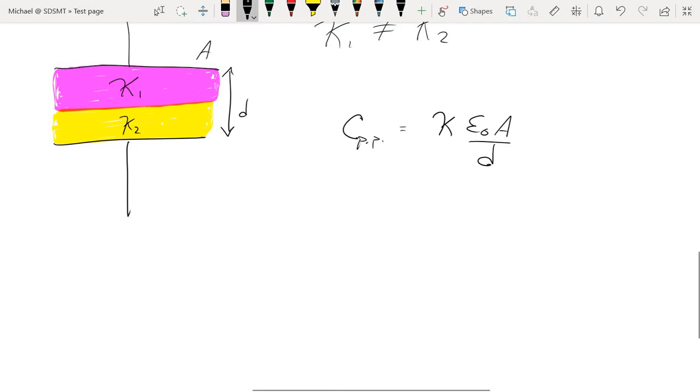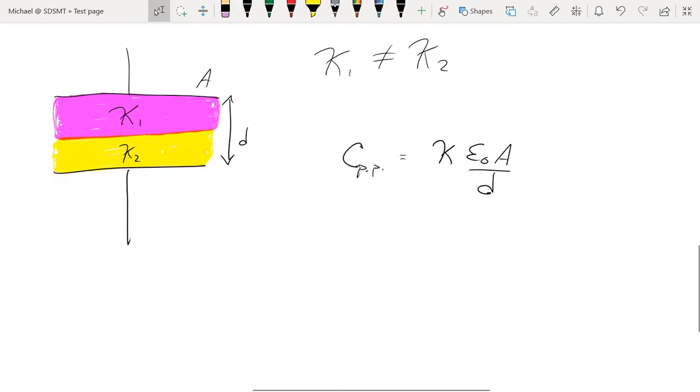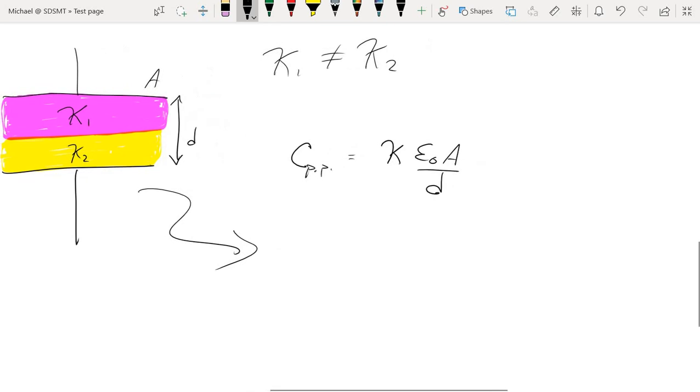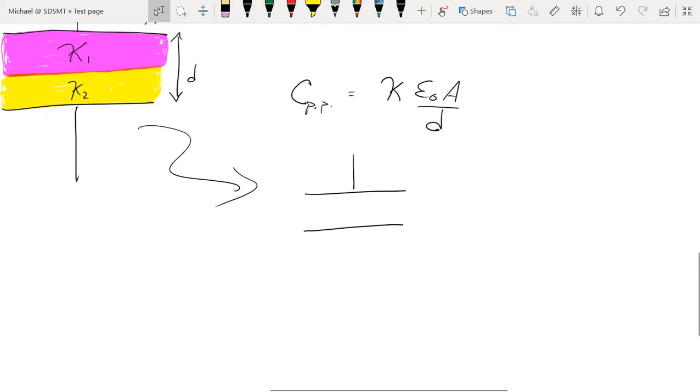We have two different materials, and to help us figure this out, I'm going to redraw the picture in such a way that instead of having one capacitor with two dielectric materials in it, I draw two capacitors that are, for all argument's sake, inseparable at the intersection between the two dielectric materials.